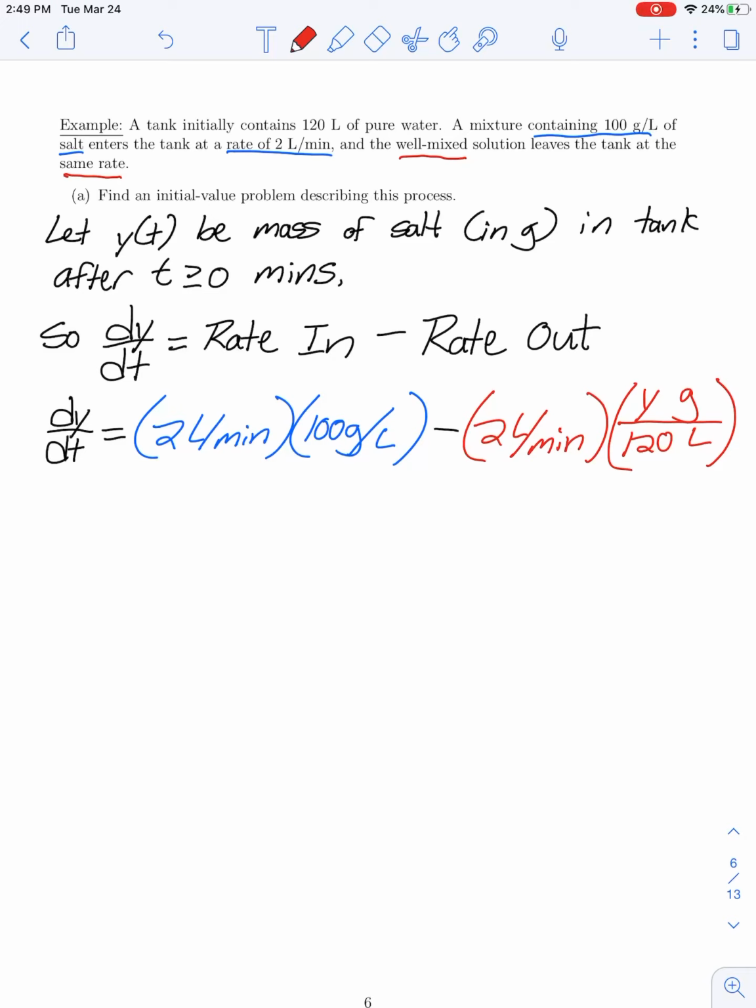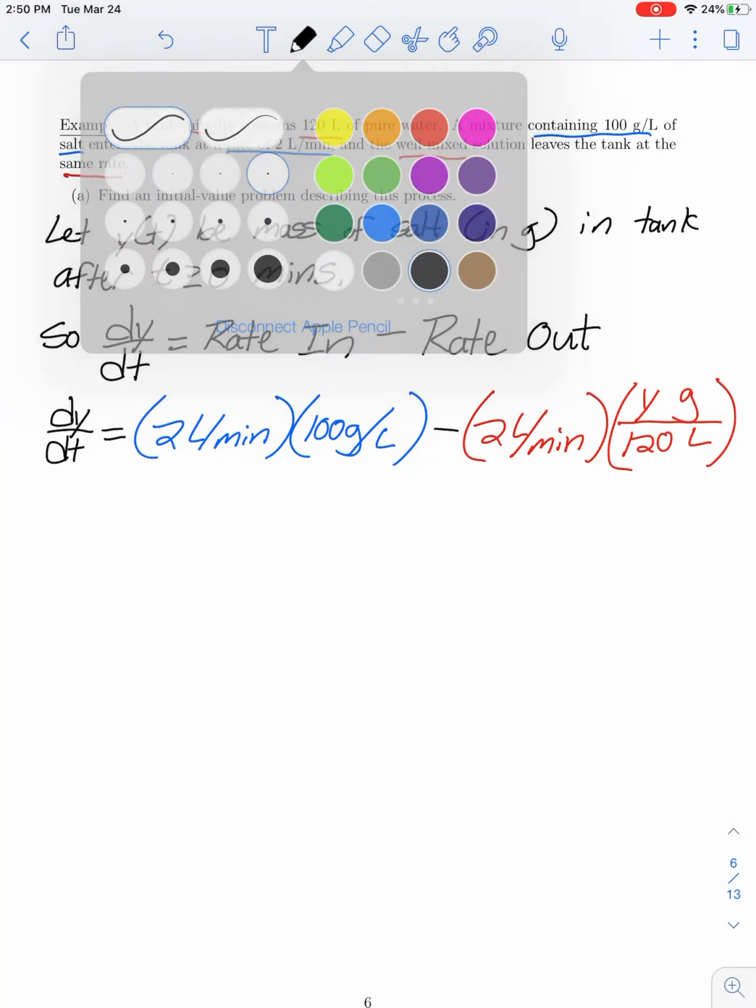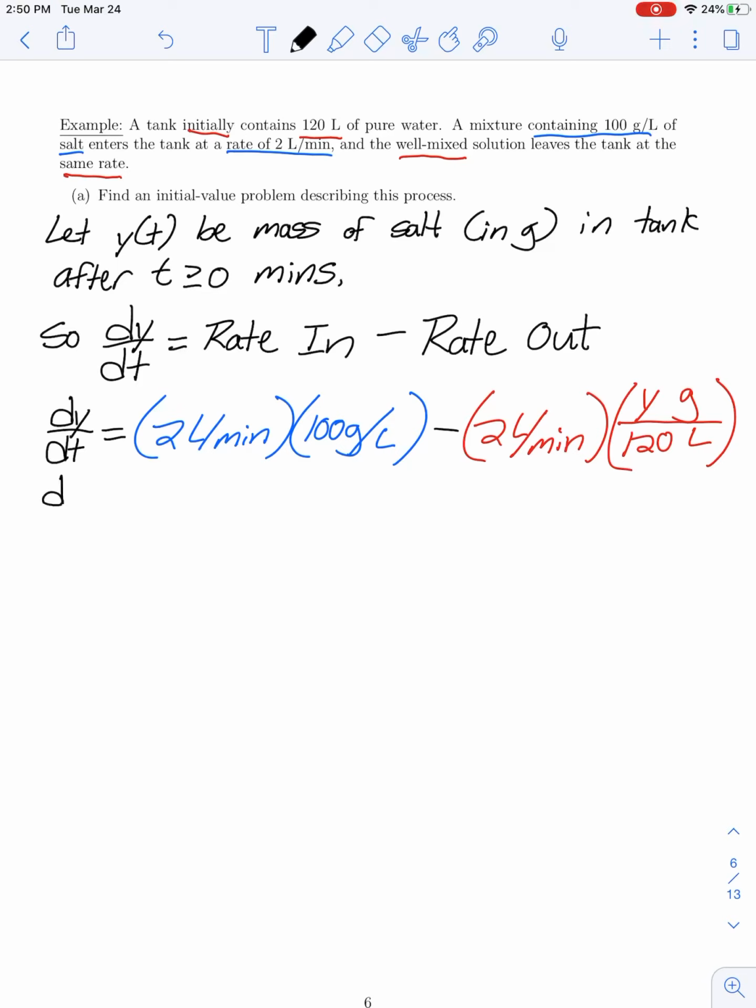So 120 liters comes from the fact that initially our tank had 120 liters of water, and the rate at which we're pouring solution in is the same as the rate at which solution is leaving our tank. So we've got a constant volume of 120 liters. So from here we can simplify a little bit, and we have dy/dt is equal to 200 minus 2y over 120, or y over 60, grams per minute.